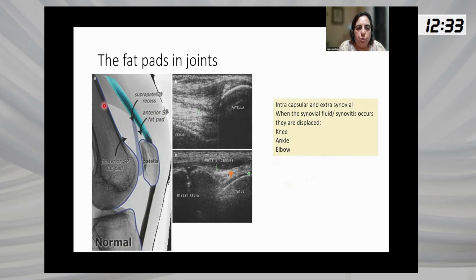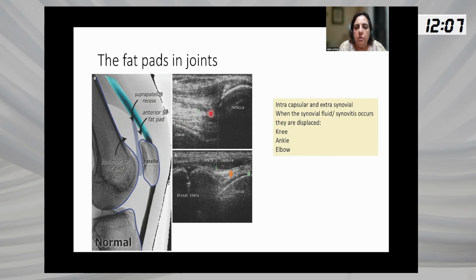So this is the longitudinal film of a patient's knee joint, and you can see this is the femur. Adjacent to the femur is what we call the fat pad. Adjacent to the quadriceps tendon is another fat pad. You then have the patella, and it is this blue strip which is the suprapatellar recess, which is what we are trying to evaluate.